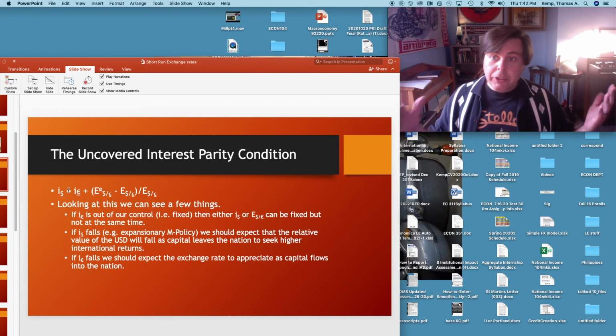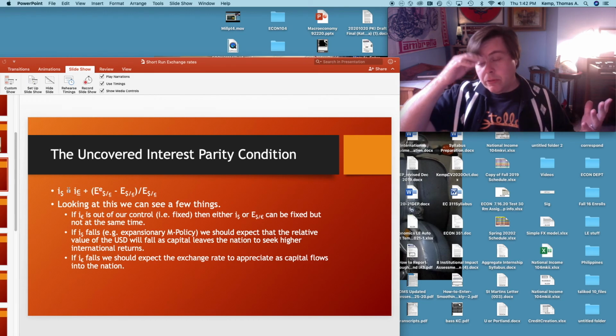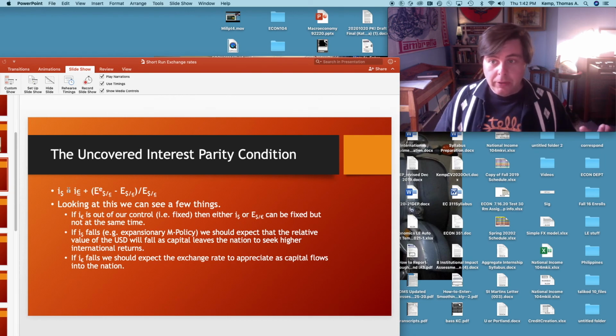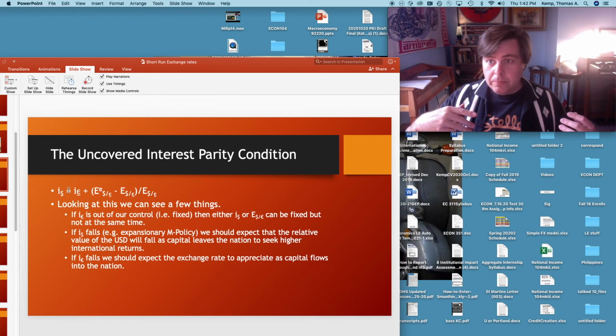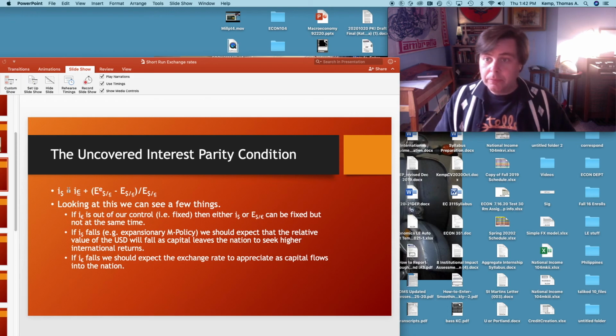So there are nations that have chosen one. All nations have to pick one of these three choices, right? Different nations make different choices for reasons that we'll be talking about for the remainder of this term. In the United States, we allow capital to move into the country and out of the country. We also fix domestic interest rates. So that's R2. We let exchange rates float.